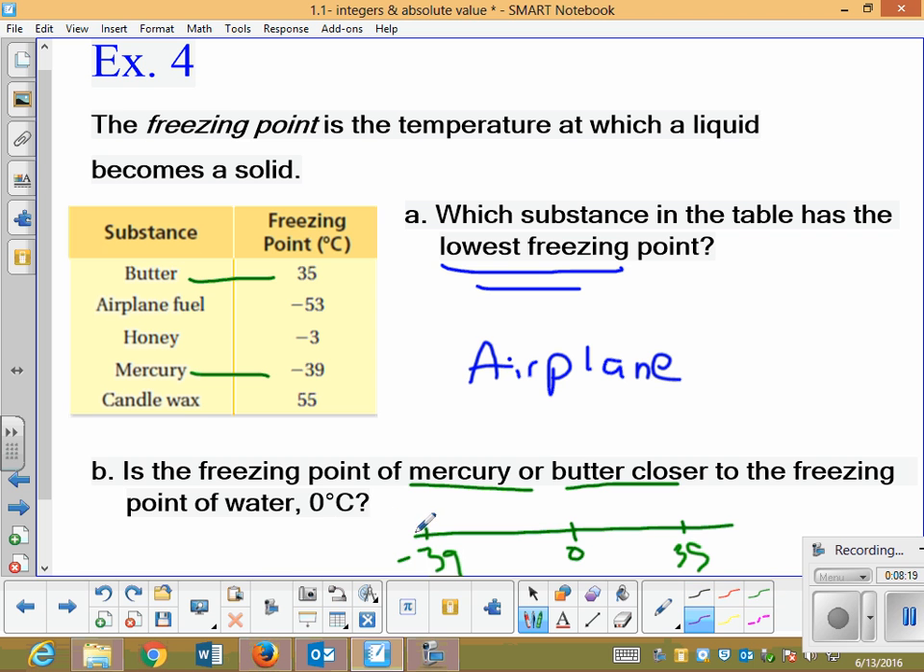So if we count the units from here to here, it's going to be 39. But if we count the units from here to here, that's going to be 35. So 35 seems closer to 0 to me than 39. 39 is further. It's how many units further? 4. So I'm going to say that the 35 one, which belongs to butter, is going to be closest to 0. So the answer for B would be butter. Again, if it didn't make sense for you for this part or for any parts, feel free to pause it and watch it again and replay.